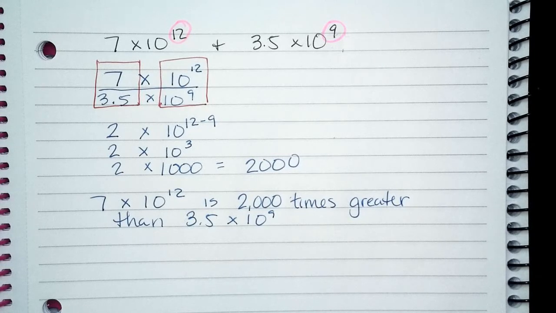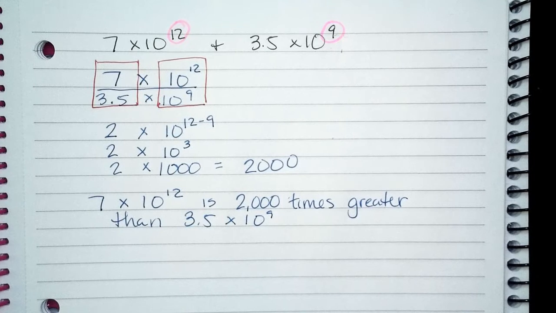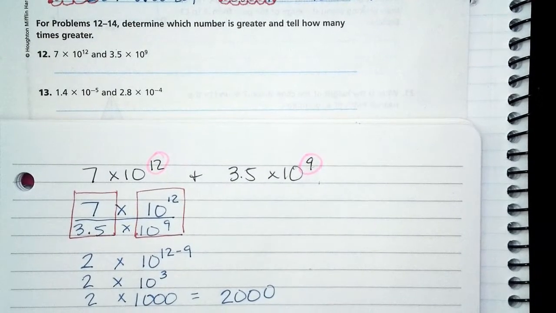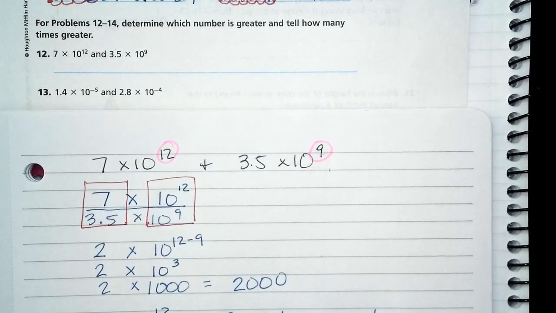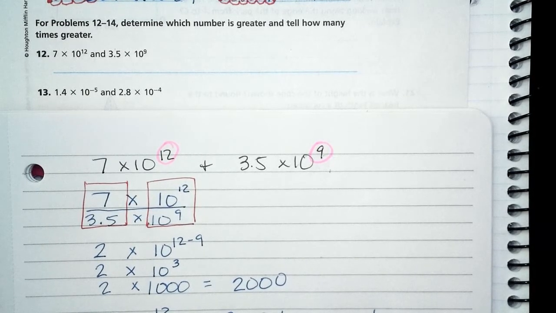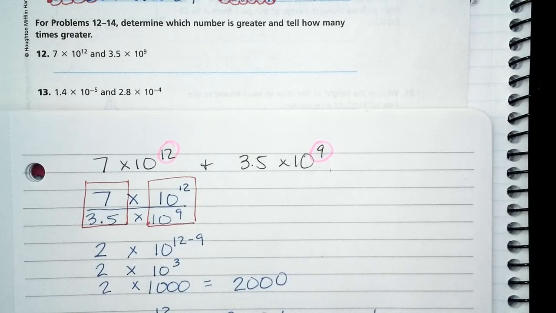So now we're going to look at the next question. If you still need to write this down or take a note, just pause the video real quick. Our next one says 1.4 times 10 to the negative 5th power. So now we're dealing with negatives. I'll write this down on my paper real quick: 1.4 times 10 to the negative 5th power and 2.8 times 10 to the negative 4th power.